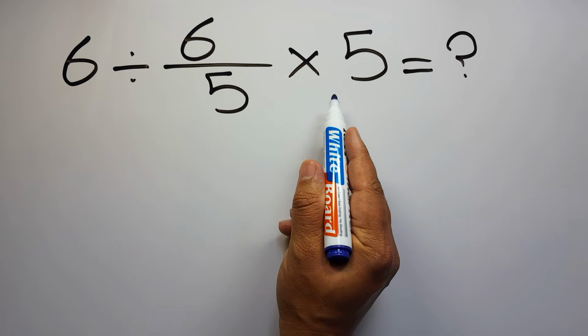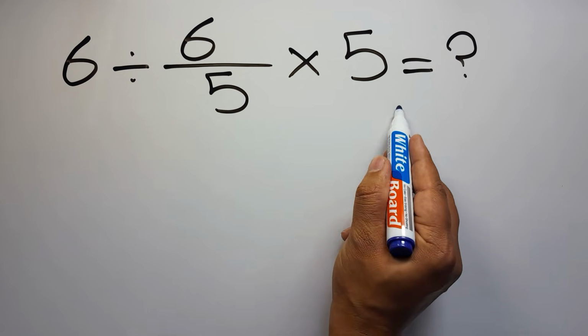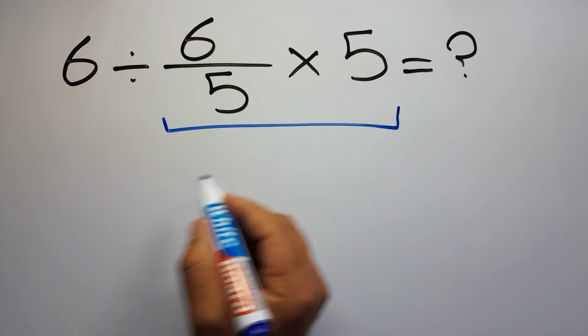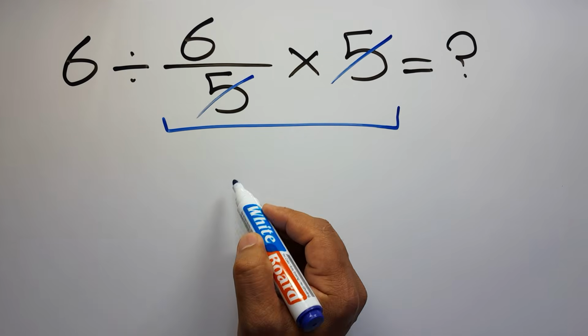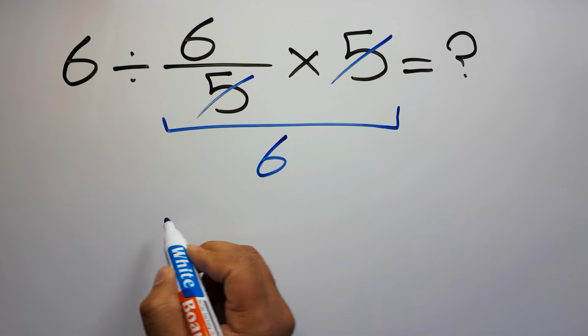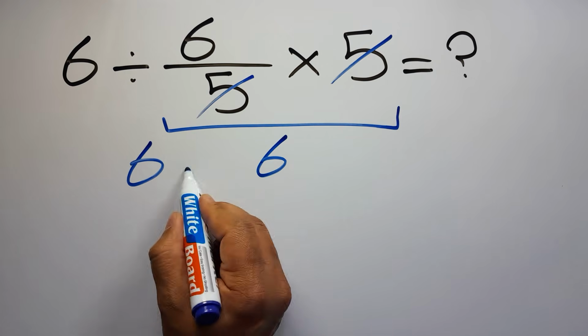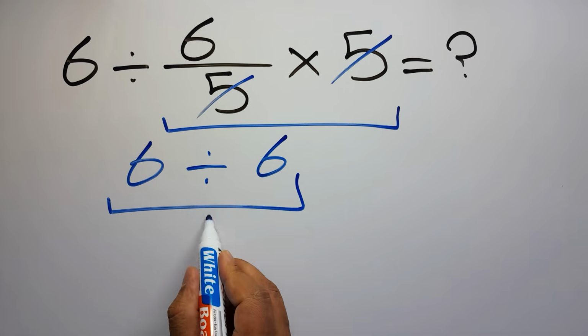First, we do this multiplication, 6 over 5 times 5. We can easily cancel this 5 and this 5, so here we have just 6. And 6 divided by 6 equals 1.